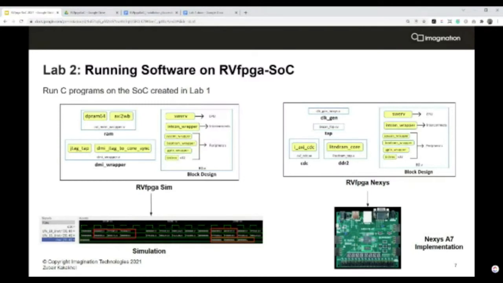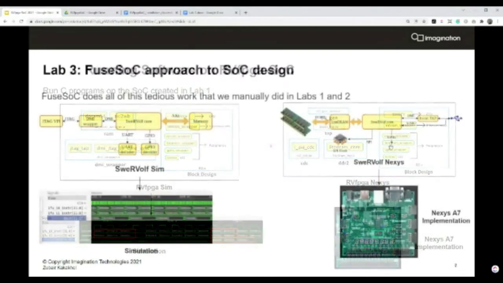So you don't need the physical board to go through Lab 1 at all, and you don't need the physical board to go through Lab 2 either, because you could use the simulator to see where exactly the instruction is, where did it reach? Did it reach the AXI bus? Did it reach this bus? Okay, it's reached here. The instruction comes back, and now it's executing. All right. So Lab 2 focuses on running bare metal software on the RVfpga SoC.